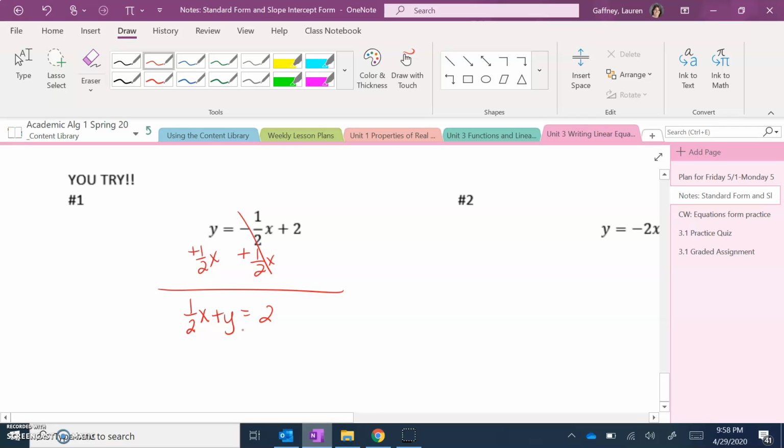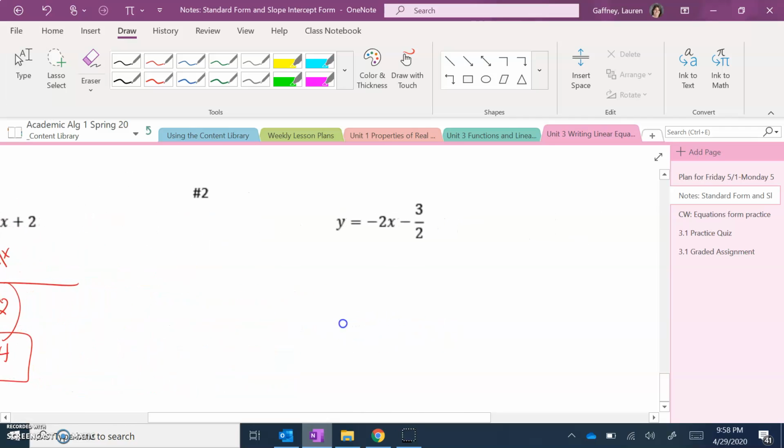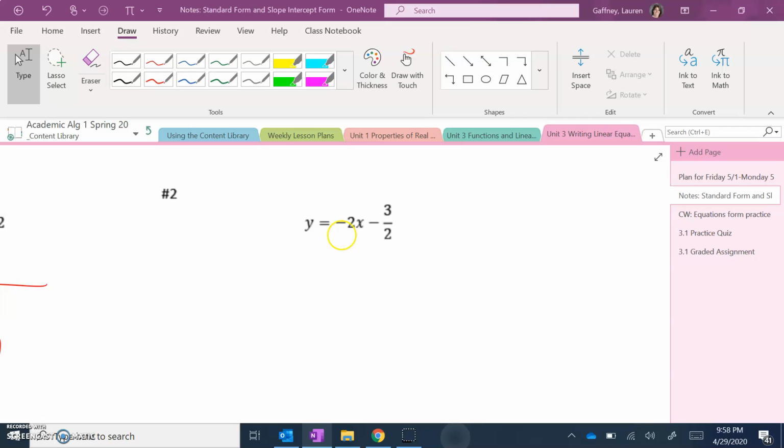Now I just have to get rid of any fractions. So look at your denominators, wherever they are. To get rid of this, we need to multiply everything by 2. So if I take 2 times 1/2, I would just get 1x. And you can use a calculator to do that if you need to. If I take 2 times a 1y, I have 2y. And 2 times 2 equals 4. Once again, I'm good to go. As long as you have x and y on the same side and no fractions or decimals, you've got it into standard form.